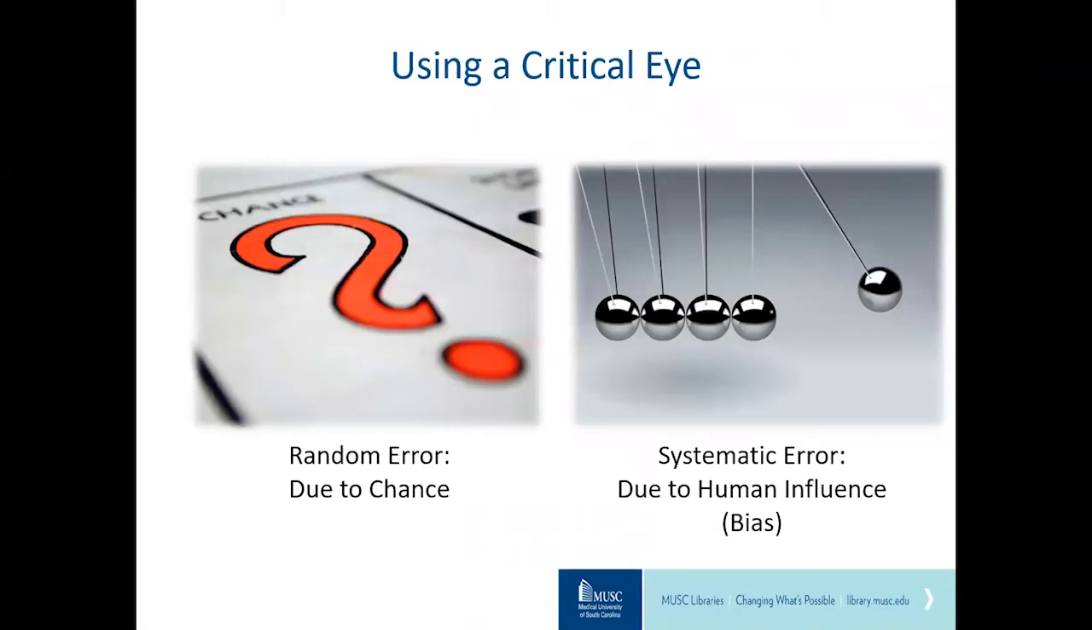It's important to use a critical eye when reading research articles. That's because the level of confidence you can put into any single study's results is tied to 2 types of error. Random error acknowledges that there is always some chance that a study's findings are at least somewhat due to chance. We'll talk more about this type of error later in this webinar as we discuss p-values. The second type of error is systematic error. This is the type of error directly related to how well a study was designed. Ideally, research study protocols are used to reduce sources of bias, which are due to human influence.